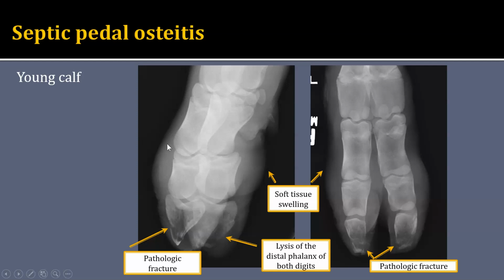And then this patient has fairly extensive soft tissue swelling that is extending proximally up the digits. And the reason it is proximal to the area of infection here is because the hoof capsule can't swell, so the soft tissue swelling has to go proximally. So this is a pretty extensive infection. And in fact, sometimes, especially in cows and calves, when they get septic pedal osteitis, it's also involving the joints as well.